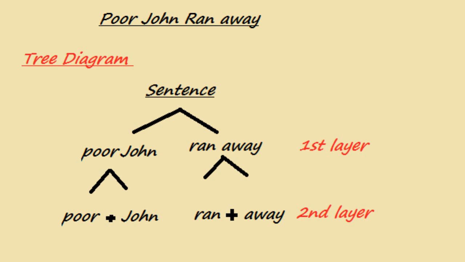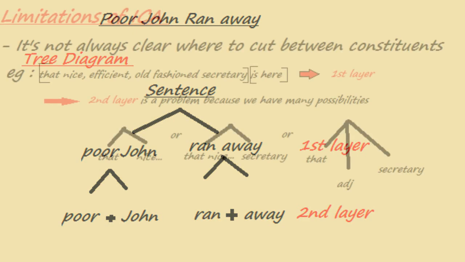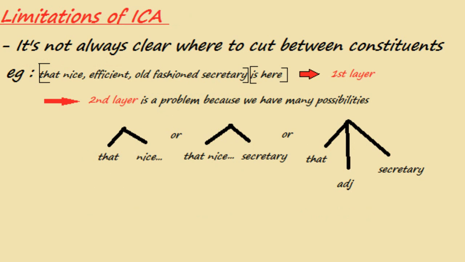Two arrows, run plus away. This is how the tree diagram of ICA works. Now, we move to the limitations of ICA. This is very important. What do we mean by limitations? It means the flaws, or let's say the problems that this method encounters or encountered in the past.